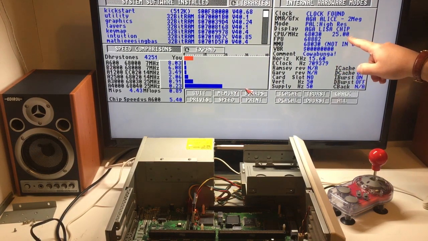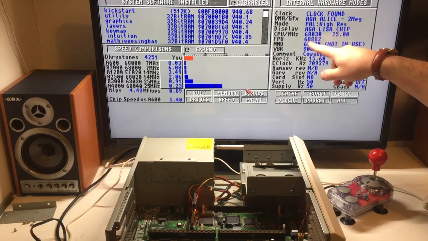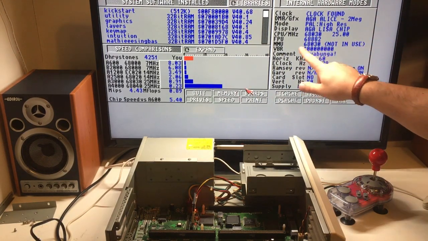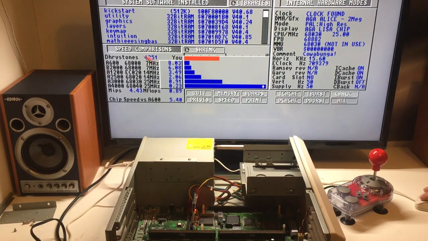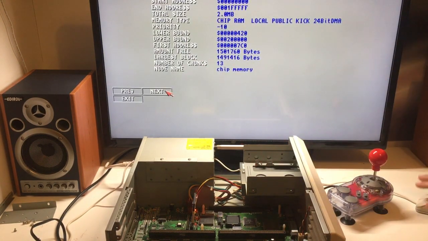We have got 25 megahertz, AGA, 2 megabyte chip RAM. We got FPU 68882. That's totally unusable. And it's totally cowabunga and everybody's happy. It's just so cool. Look at this, we have got 4,000 Dhrystones and 4 MIPS and 0.89 MFLOPS. Who cares? No one cares. We have got 16 megabytes of RAM on this board. Beautiful stuff. And 2 megabyte chip RAM.